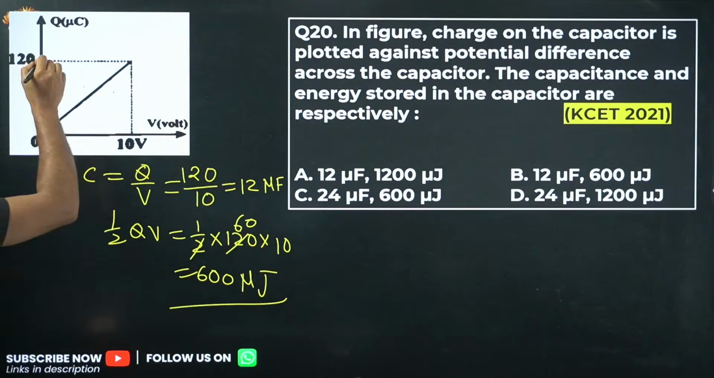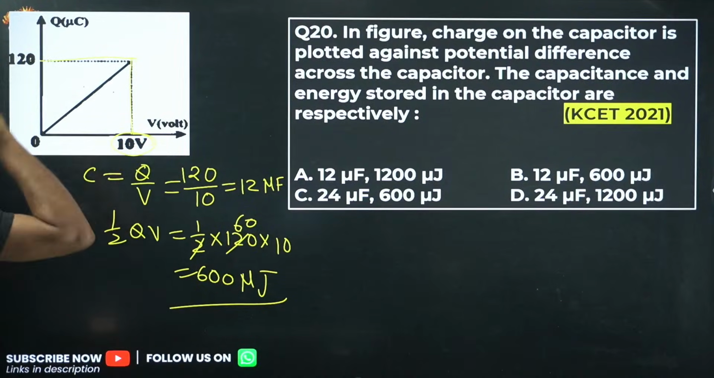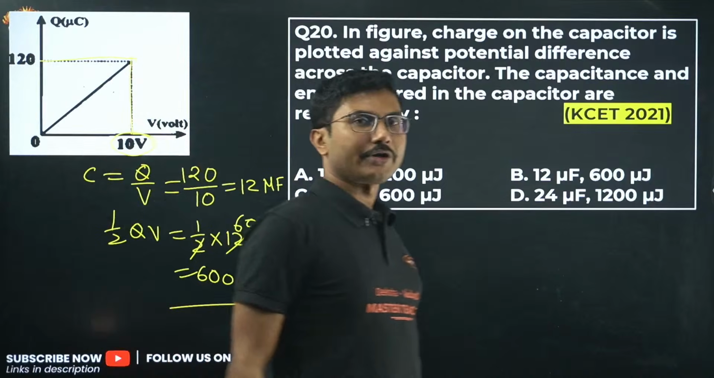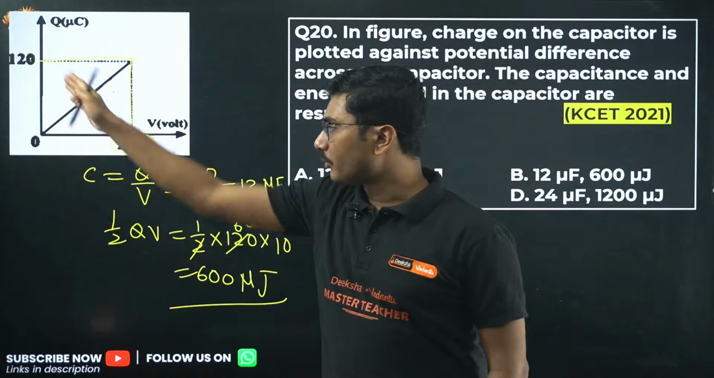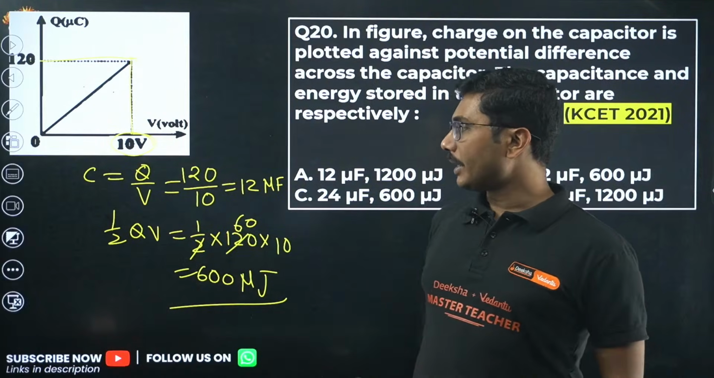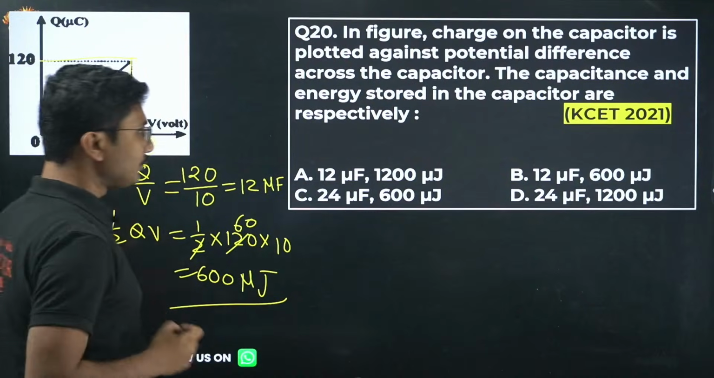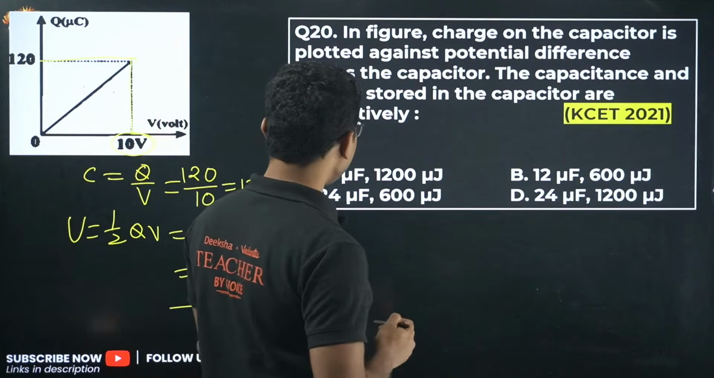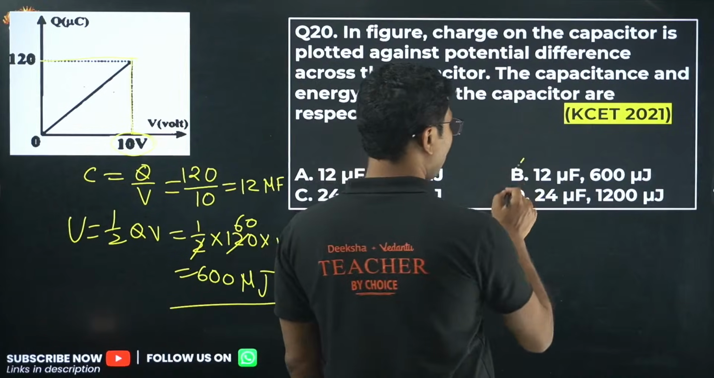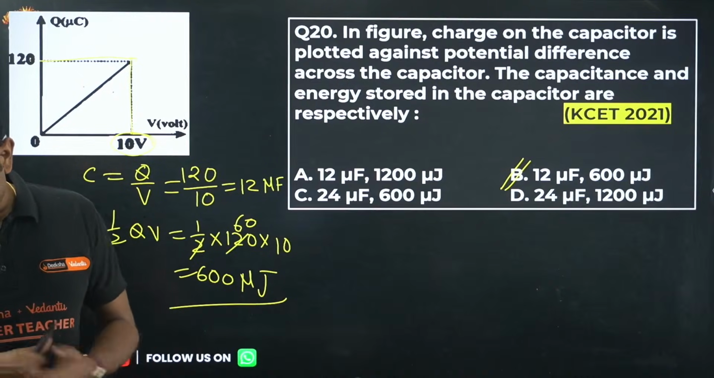So what we will be taking? We will be taking this value, for 10 volt 120 microcoulomb. So you can use the capacitance formula to calculate the capacitance, and the energy formula to calculate the energy stored as well. So it will be 12 microfarad and 600 microjoules. So option B is correct. Yes, Kishore.